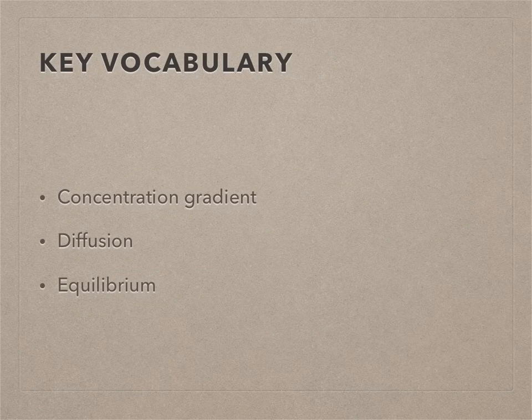Some key terms that you need to know for this section. First is concentration gradient. Concentration gradient is the difference in concentrations of particles throughout space. We'll get more into this in a second. Space just meaning the area in the cell or in the cell membrane or in the cytoplasm.